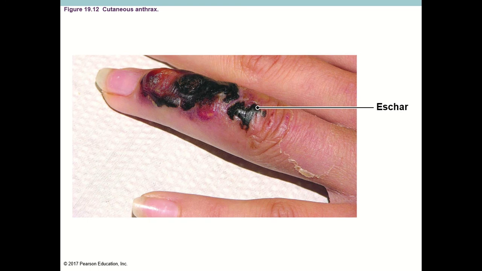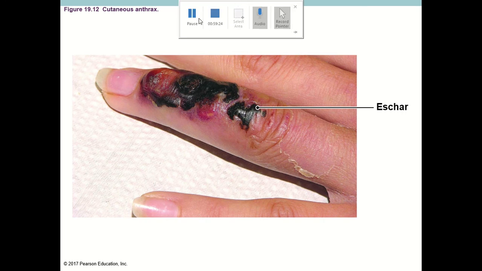So in preventing anthrax, there is a vaccine. This vaccine would require boosters. So one main vaccine, and then boosters after the first administration.